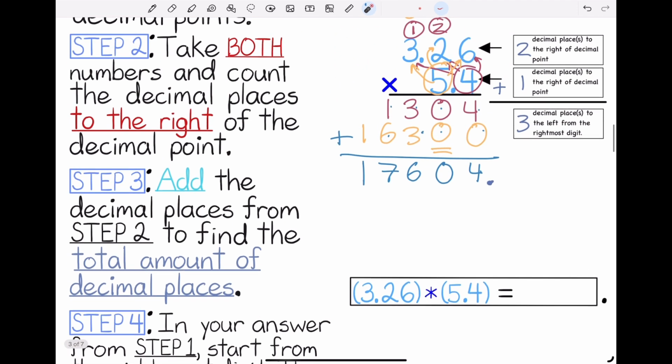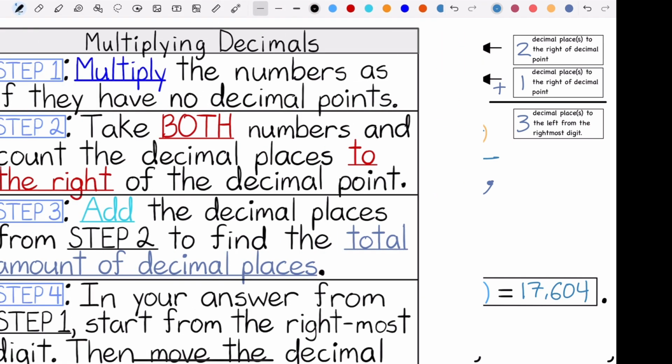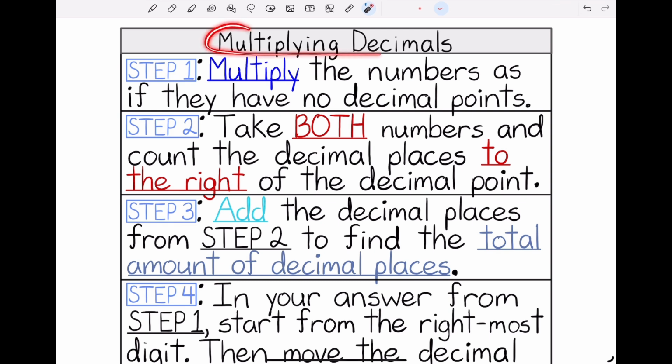So since we counted 3 decimal places total, that means we're going to move 3 decimal places to the left. So we're going to move 1, 2, 3, and this is where we're going to put our decimal point. So our final answer is 17.604, and we're done. Let's recap multiplying decimals.